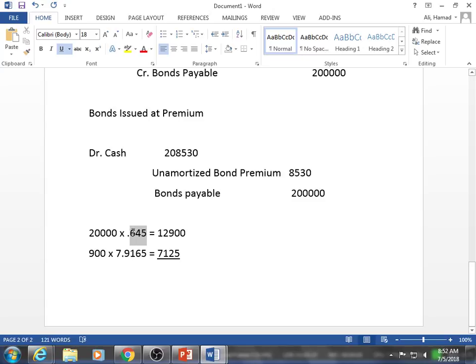So what is it for the 20,000, 10 periods, and what's the market interest rate? 12%, and half of it is 6. So we have 6. So it's 20,000 times 0.558. It's 11,160.